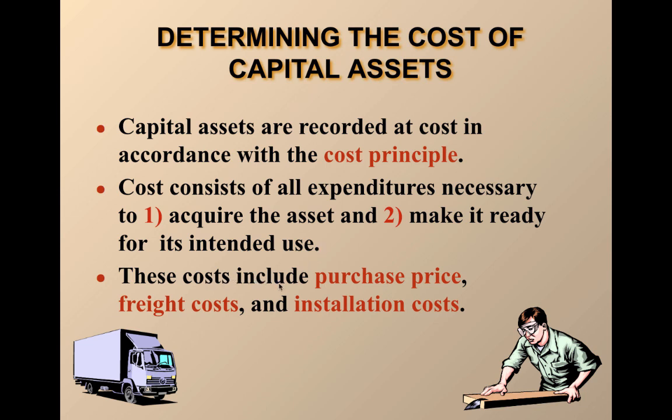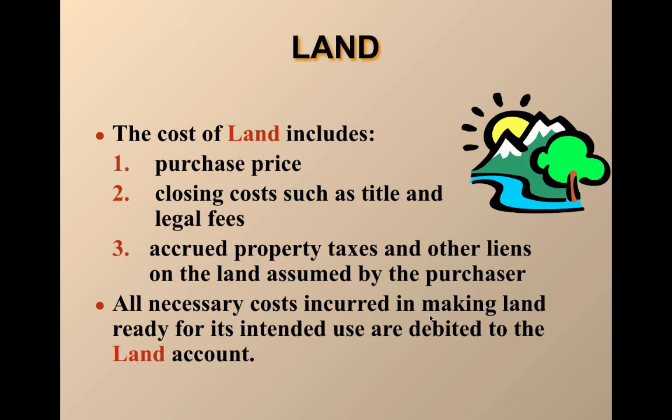Some of these included costs should be obviously the purchase price, what you paid for the asset, costs to get it to you, and like I just talked about, costs to get it installed. When you purchase land, the cost of the land should include the purchase price. Now, closing costs such as title and legal fees, these are all things that you need to get a lawyer for when you purchase a house or something like that. You will have closing expenses, so those will all be included in them. And then, of course, accrued property taxes and other liens on the land assumed by the purchaser.